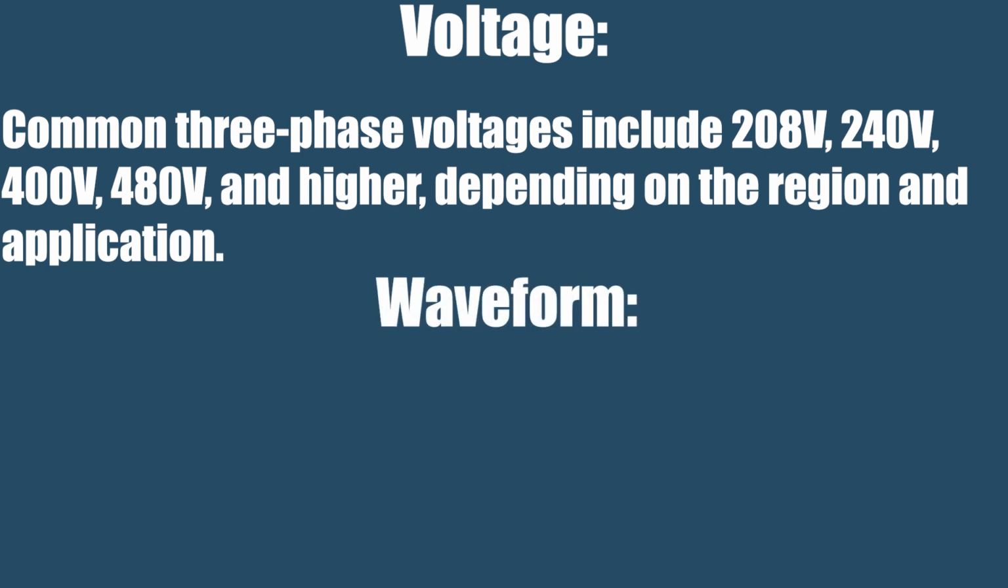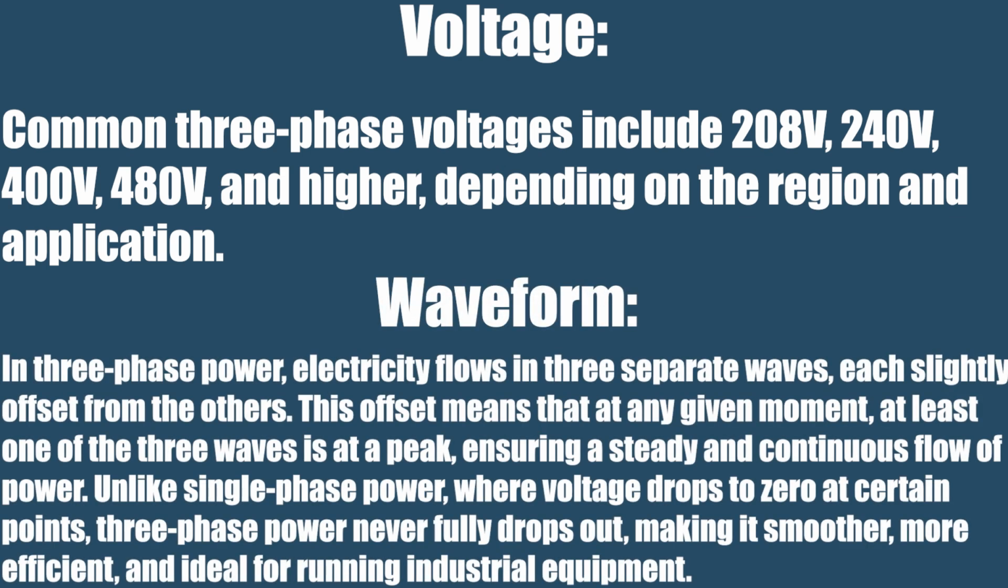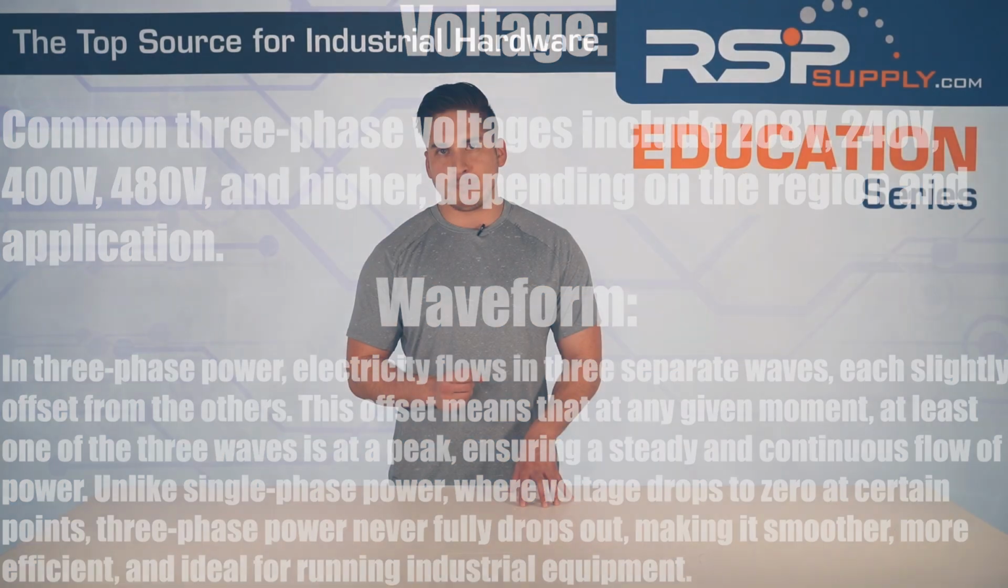Three-phase waveform. In three-phase power, electricity flows in three separate waves like we discussed, each slightly offset from the others. This offset means that at any given moment, at least one of the three waves is at a peak, and this ensures a steady and continuous flow of power. Unlike single-phase power, where voltage drops to zero at certain points, three-phase power never fully drops out, and this makes it a lot smoother, a lot more efficient, and ideal for running industrial equipment.